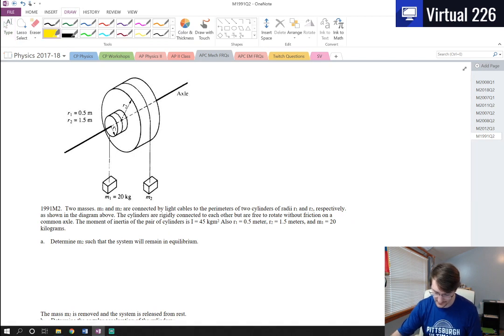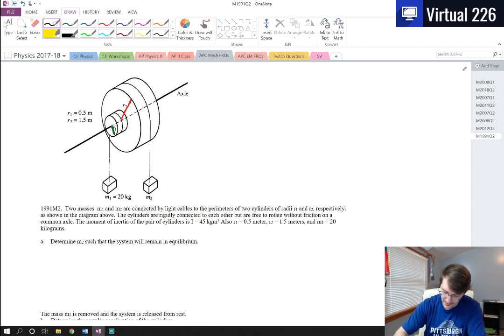What we have are two masses, M1 and M2, and they are connected by light cables, which means the cables themselves are massless, to the perimeters of the two cylinders of radii R1, so this is R1 here, and R2, which goes out like that. The cylinders are rigidly connected to each other, and by cylinders they're talking about the two kind of discs that are around that pivot, but are free to rotate without friction on a common axle.